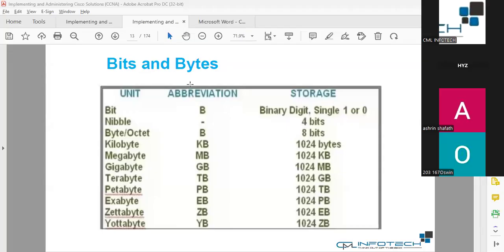Can you see the screen? Here you can see the bits and bytes combination of values. I hope you have already received this document. Just go through it.